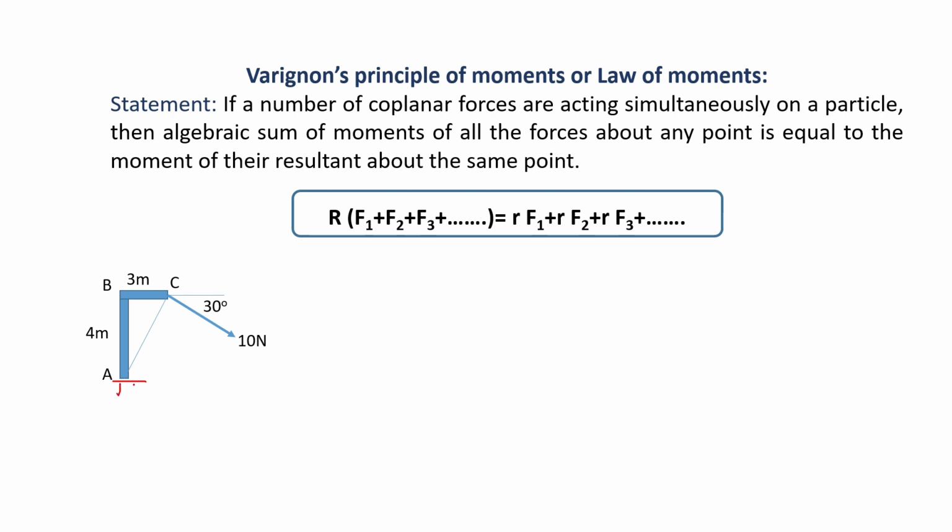And one force is acting here at an angle like this, at right angle to its diagonal, 10 Newton at an angle of 30 degree with the x-axis, right? So we will try to take the moment of this force to verify the Varignon's principle of moment. So suppose we have one force here, 10 Newton.